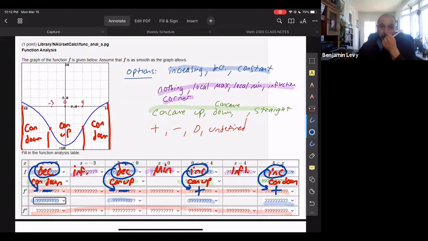What about those middle parts? So it's -3 and 4 that were the inflection points, and 0 was the min. Thoughts about those? I'd love to hear from someone.